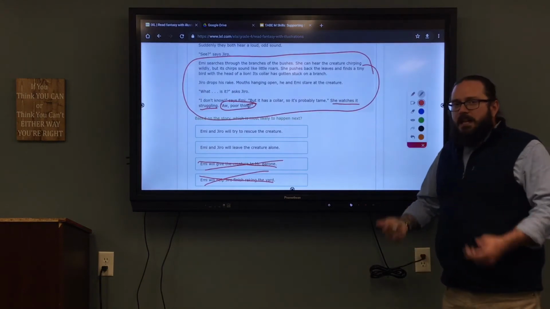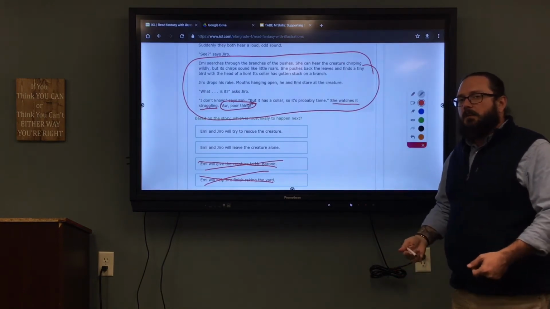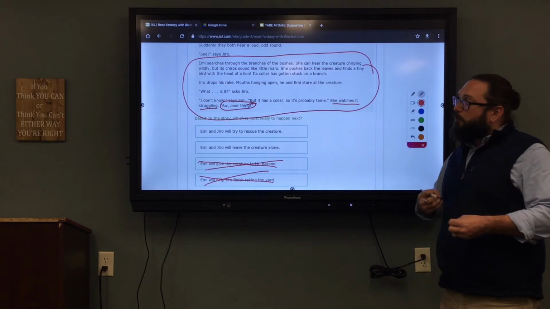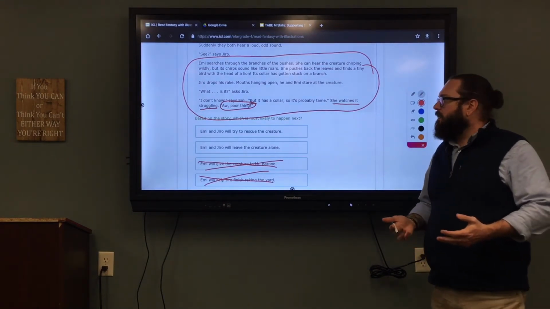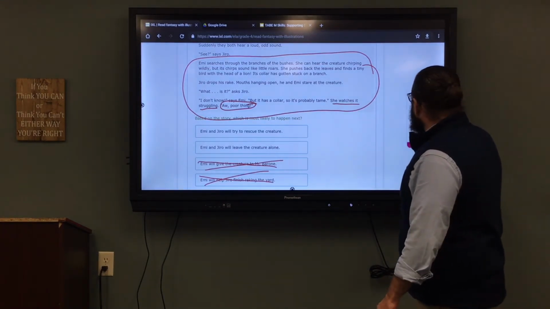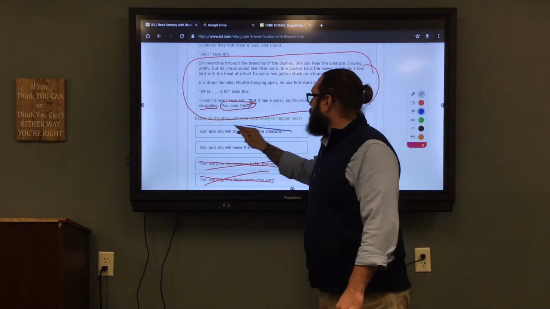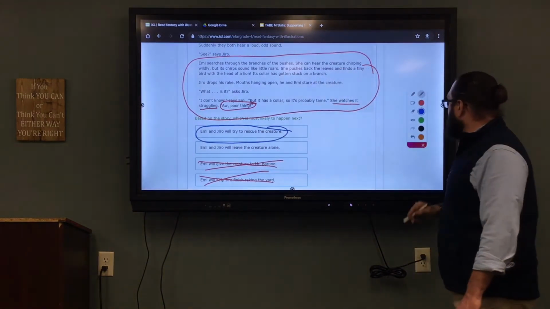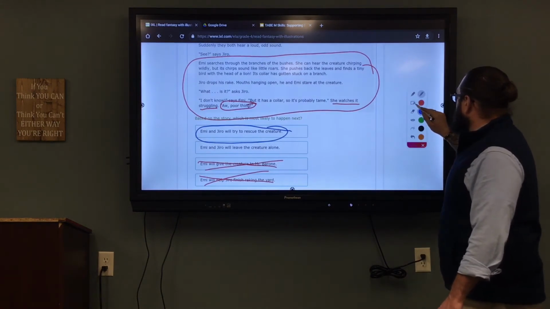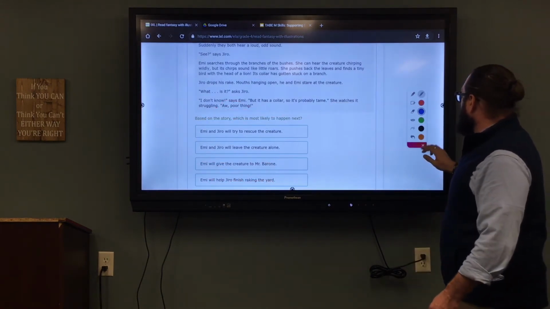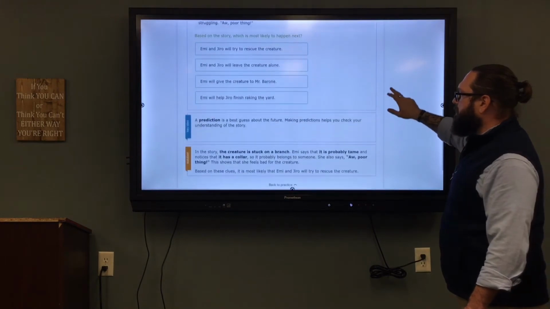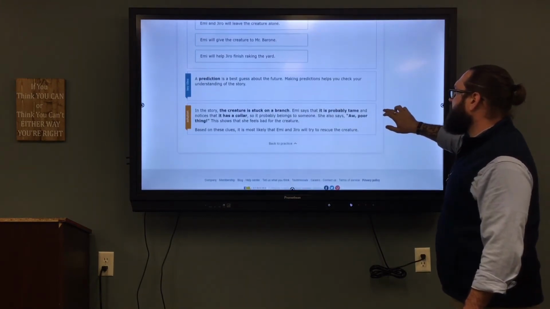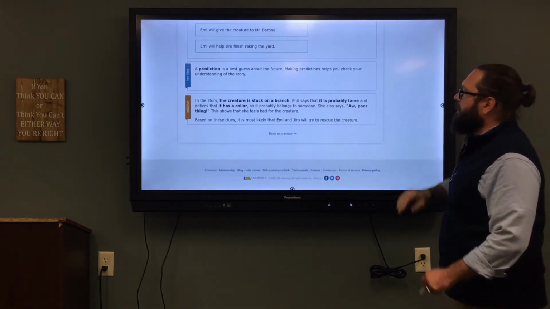So with all of the evidence that we have been given, we can predict with confidence that, in fact, Emmy and Jiro are going to try to rescue the creature. So let's go down here and see if that is correct.